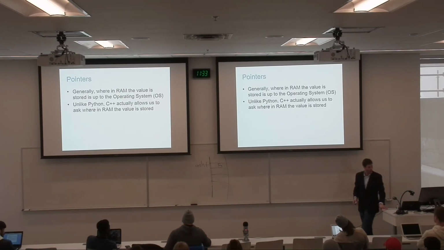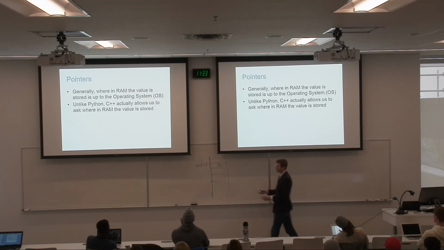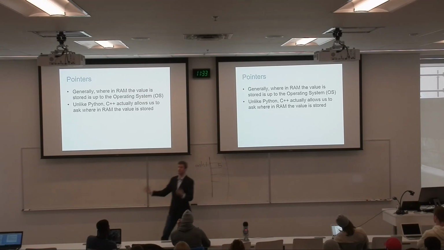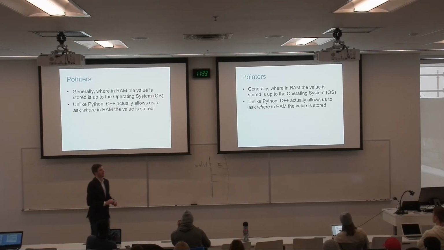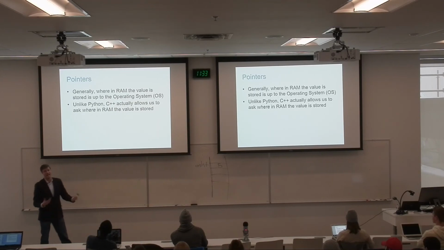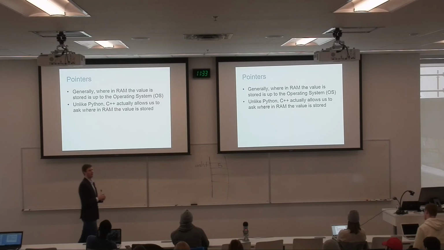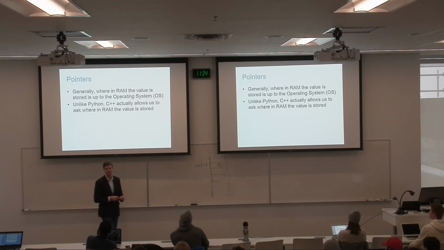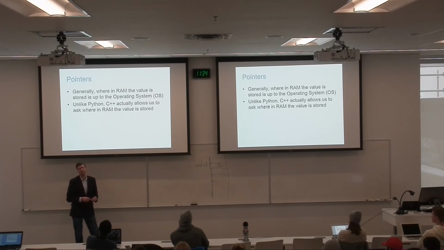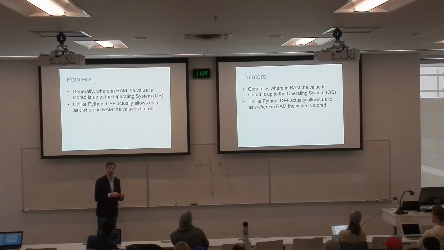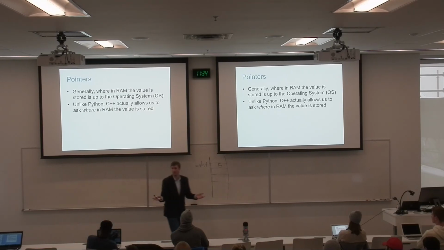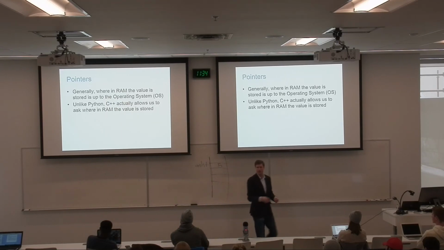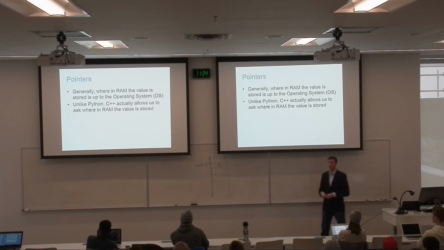Unlike Python, well, I shouldn't say unlike Python, but very explicitly and very easily, C++ makes it easy to ask the computer, okay, we just made this variable called init, and it's number 5. But where is it? Tell me where that number is. Tell me where that is in RAM. In Python, we didn't have to deal with this. We didn't care. But what if we do care? What if we really want to know?